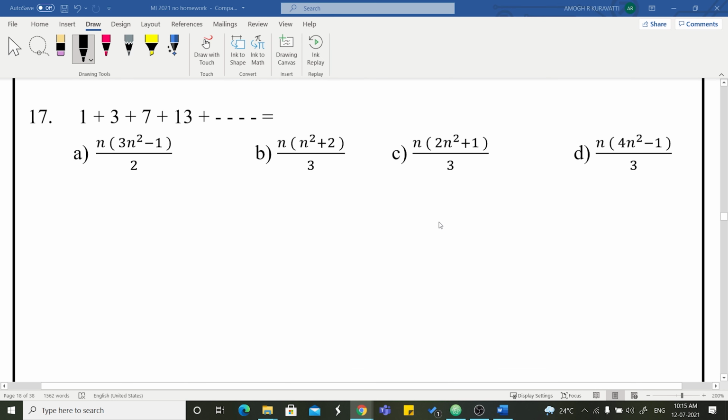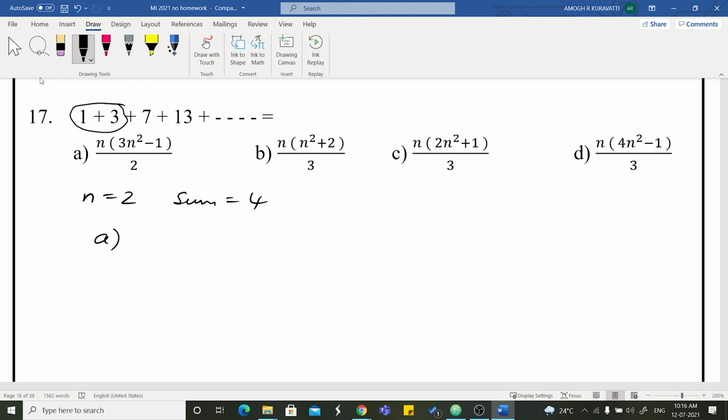Similarly, 17th problem. 1 plus 3 plus 7 plus 13 and so on. Check it. Put n is equal to 1, n is equal to 2, n is equal to 3 and so on. Put n is 2. Substitute 2, what happens? N is equal to 2 means sum of two terms. For n is equal to 2, the sum of two terms is 4. See in which option 4 comes.